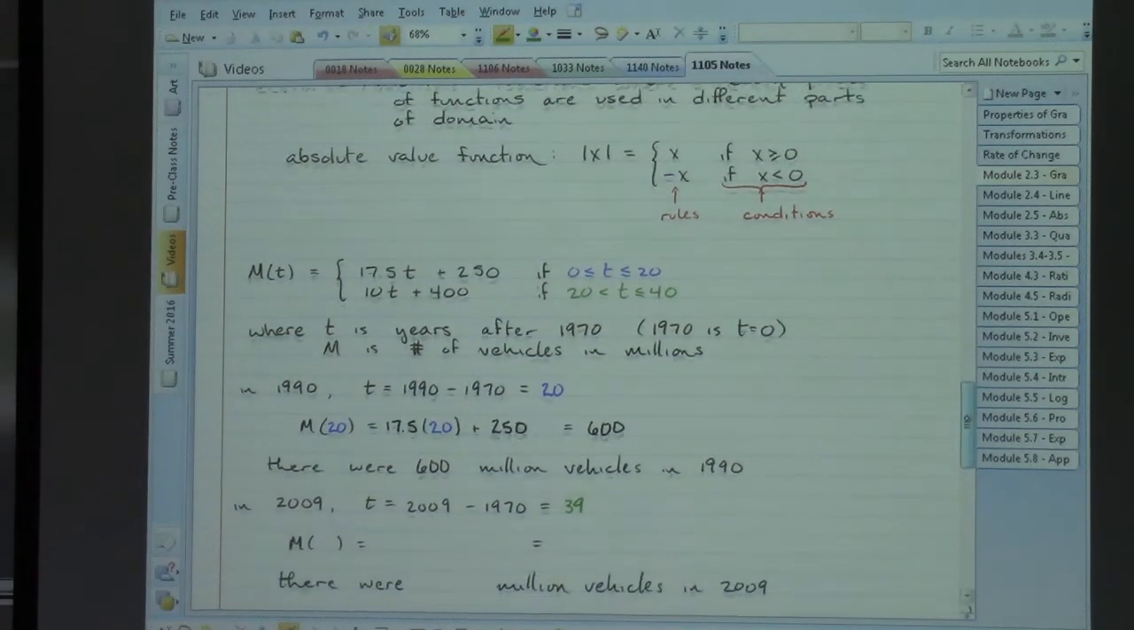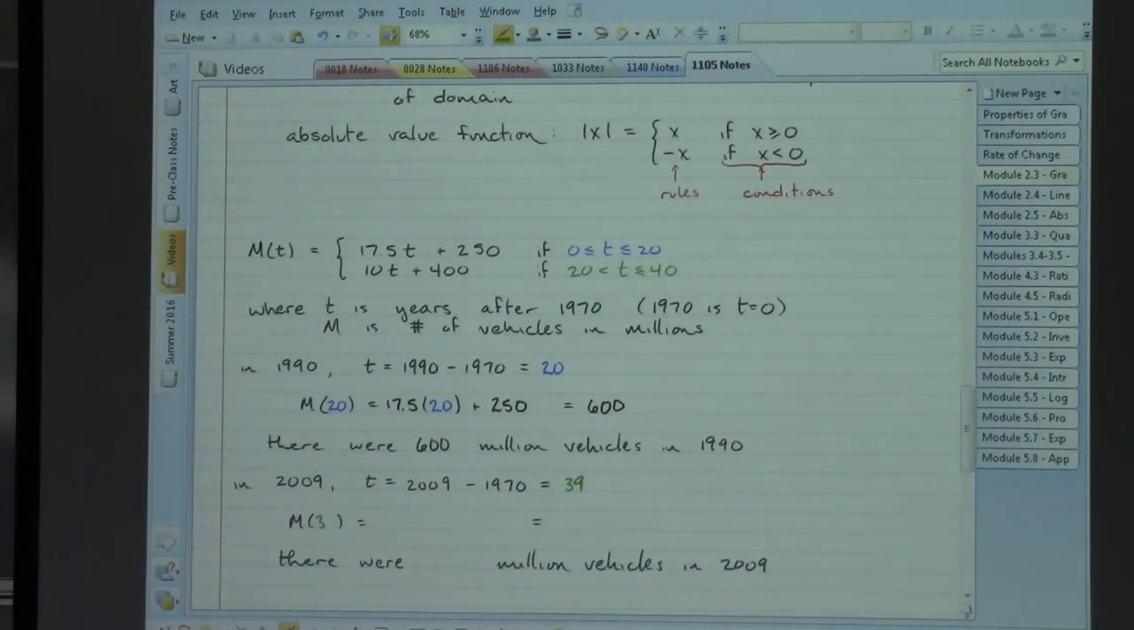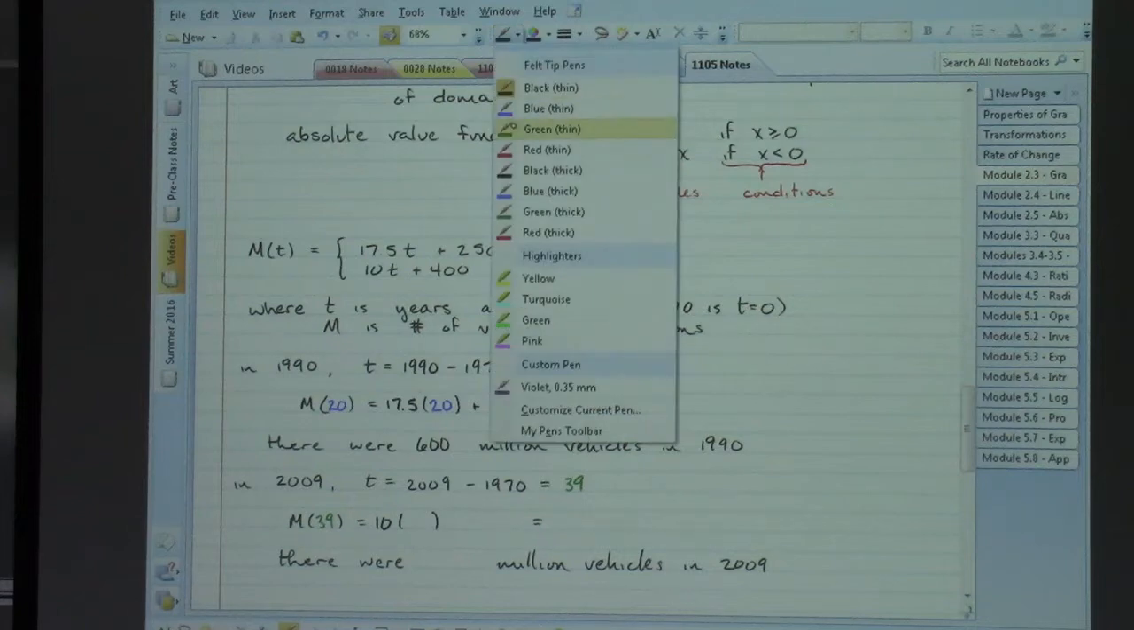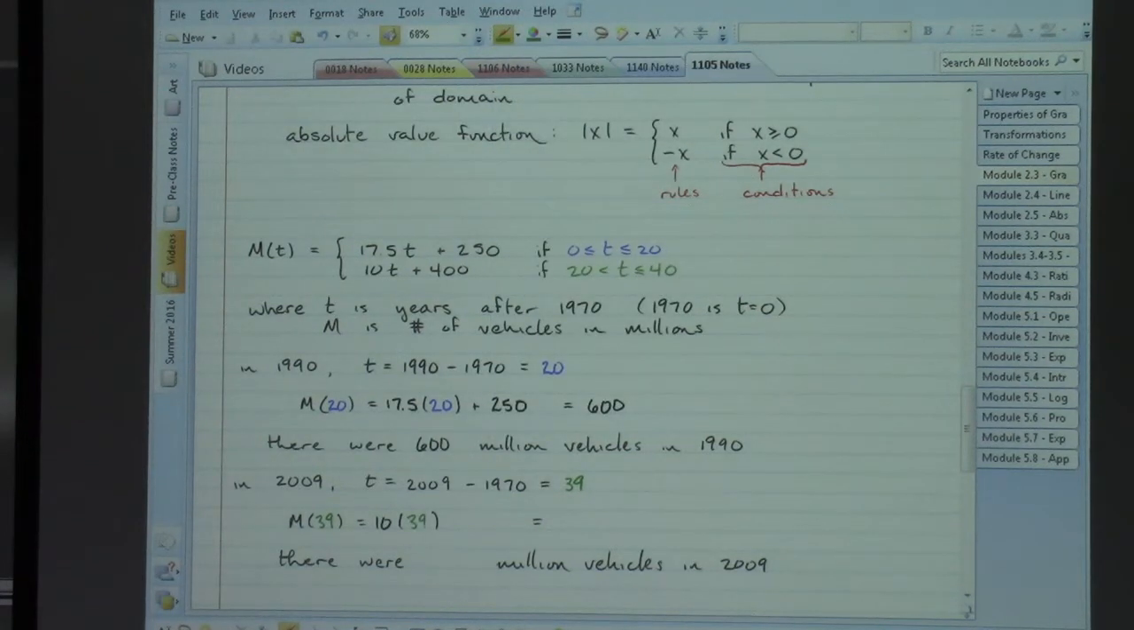So plugging in 39, we have to use the second piece. The second piece says 10t, and t is 39, plus 400, crunch, crunch, and that's going to give us 790. So there were 790 million vehicles in 2009.